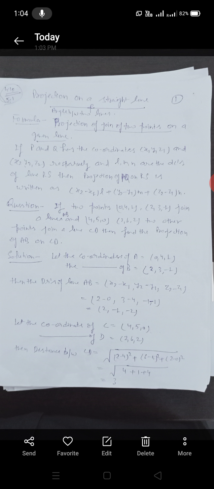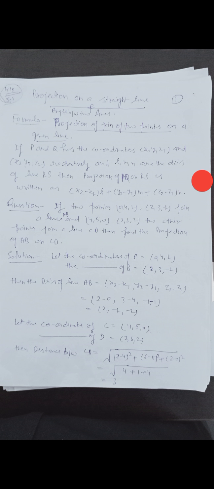Today I will discuss the projection on a line and the angle between two lines. Formula: projection of the join of two points on a given line. If P and Q have the coordinates x1, y1, z1 and x2, y2, z2 respectively, and L, M, N are the direction cosines of line RS, then the projection of PQ on RS is written as (x2 minus x1)L plus (y2 minus y1)M plus (z2 minus z1)N.